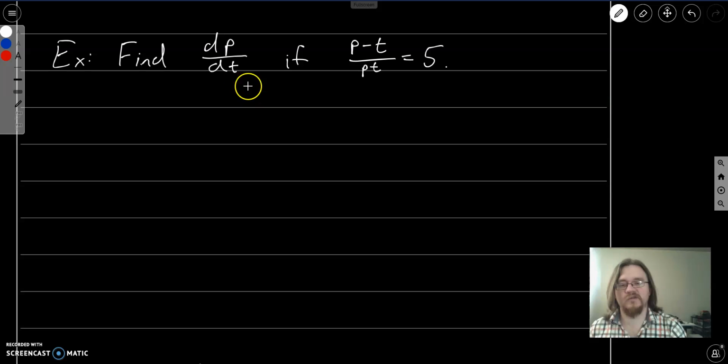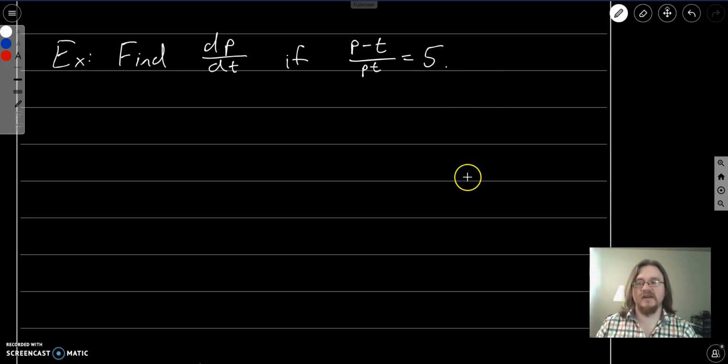I'm going to be taking the derivative with respect to t, and I have p here, which is going to be some function of t. So (p - t)/(pt) is equal to 5. Let me start down one track and then show you a trick to make this a lot easier.